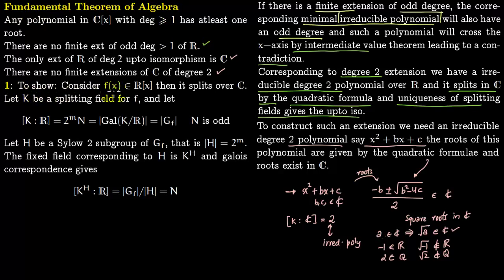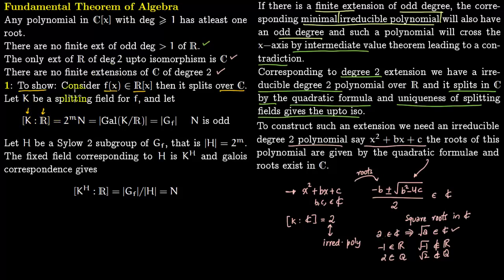So to start with, we start with a polynomial with coefficients in real numbers. So instead of a polynomial in complex numbers, we start with a polynomial with coefficients in real numbers. And the first thing we want to show is that if you start with a polynomial f with coefficients in real numbers, then it splits over complex numbers. So let k be a splitting field for f. So your base field here is r, and k is the splitting field.